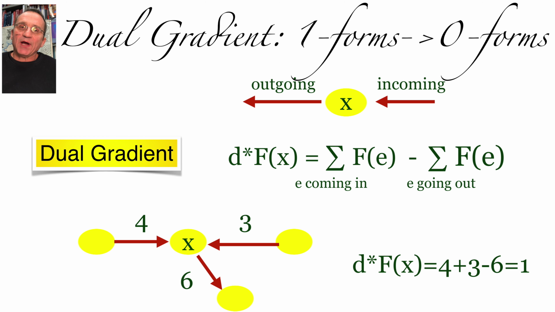Then we have the dual gradient, which goes from one forms back to zero forms. You think about it as a divergence. To get a value at the point, we take all f values from edges which come in and subtract everything which goes out. So here in the example, we have a vertex x, and there is a value 4 coming in, a value 3 coming in, a value 6 going out. And we add that all up, we get the value 1. So that's d star f.